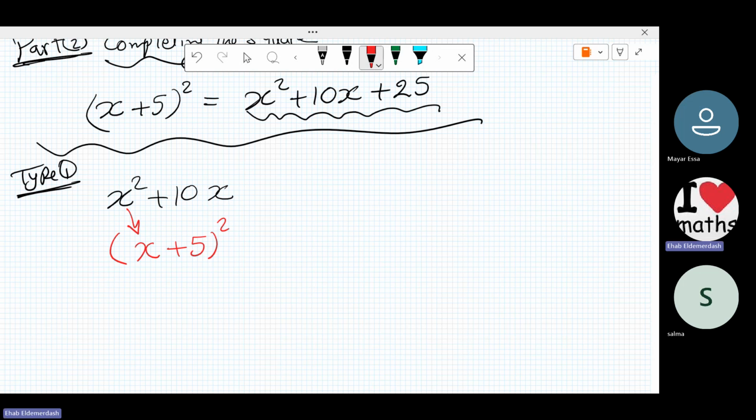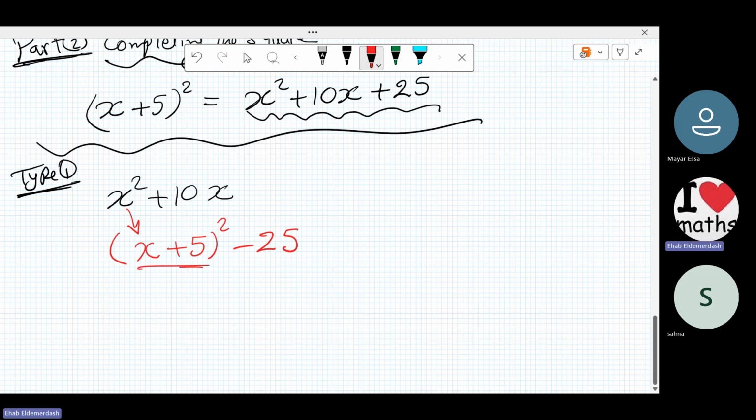طيب, x plus 5 all power 2, this will give you x squared plus 10x plus 25. Originally, I don't have 25. So what should I do? I have to take it out. So it's minus 25. This is the way of completing the square. حبايبي تاني كده الله يكرمكم. How to make a perfect square.